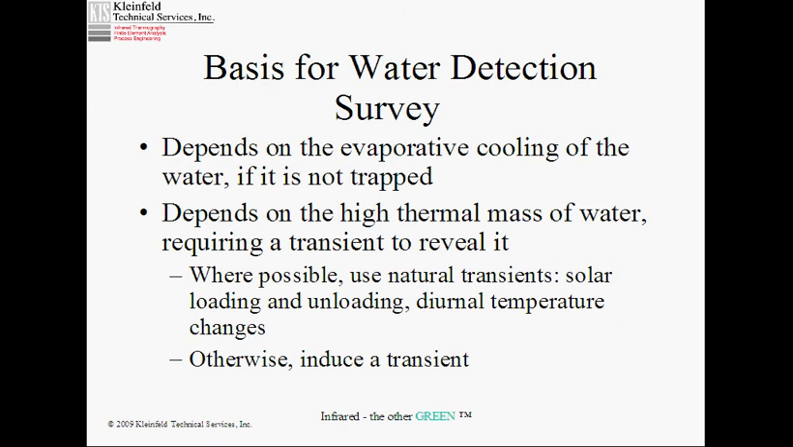All right, those are the examples of the water detection. How and why do they work? One is if the water is not trapped. In other words, if it can get to the surface and evaporate, you see it by the effect of evaporative cooling. And that's what we saw in that ceiling case where, without doing anything, the nice blue spot was a cold spot representing water evaporating and making the local area cooler.